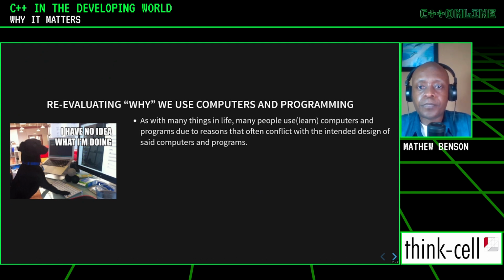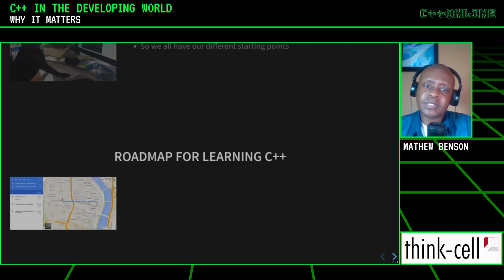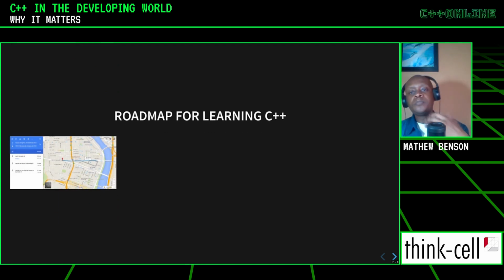So it's not perfect. And as with many things in life, many people do various things for different reasons, different for each individual. We have very different starting points. And so, in light of that, I want to encourage anyone who is learning to always keep in mind that it's just a language.